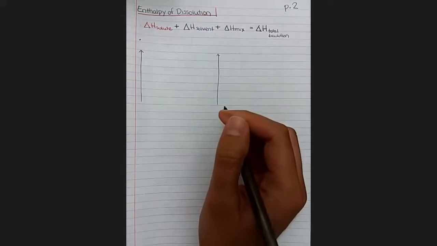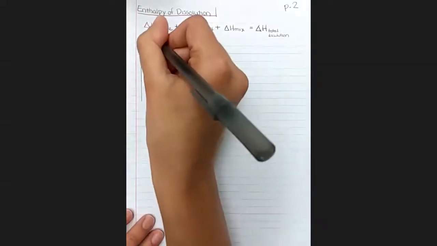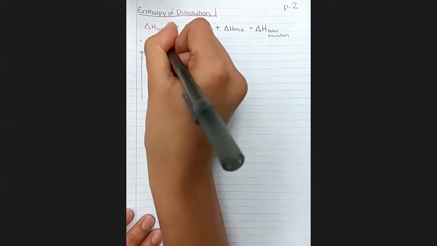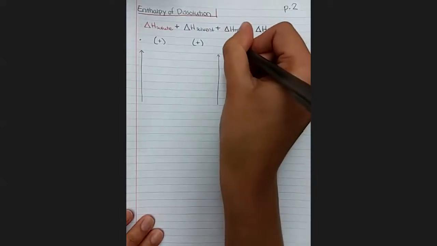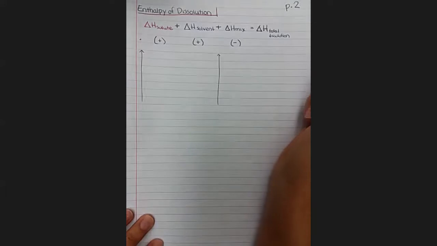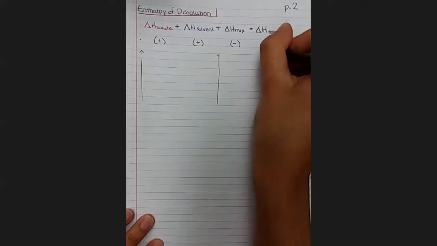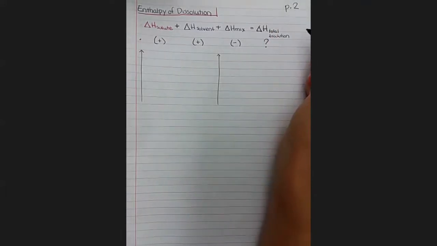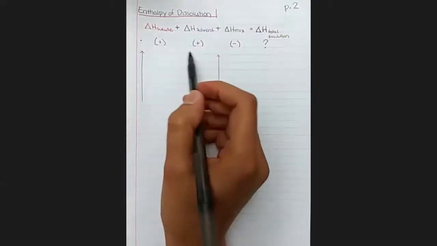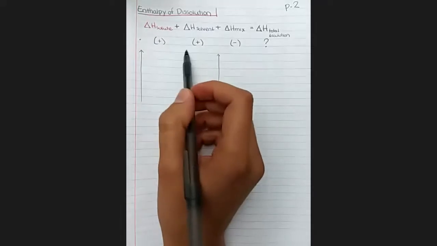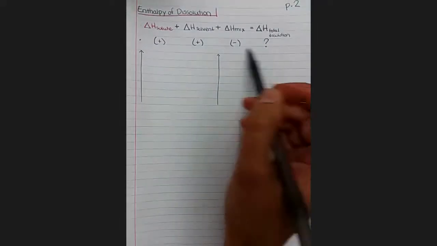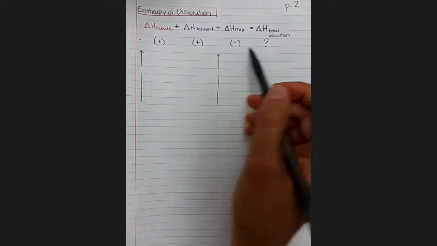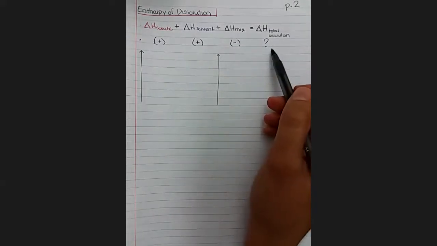And so we know some information about these pieces. We know that this piece and this piece are positive because these are breaking bonds. We know this piece is negative because this is forming bonds, but we don't know about the total, right? Whether this total piece is positive or negative depends on the size of these pieces. If these positive pieces are very large, the delta H total will also be positive, but if the negative piece is the largest, then the delta H total could be negative.